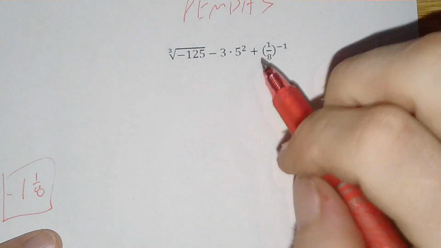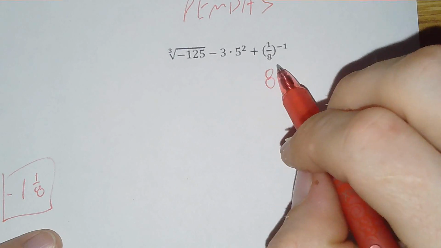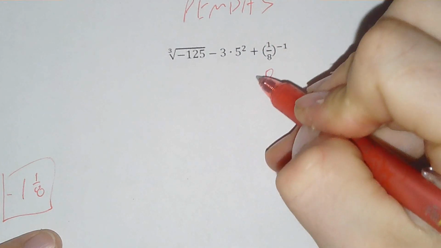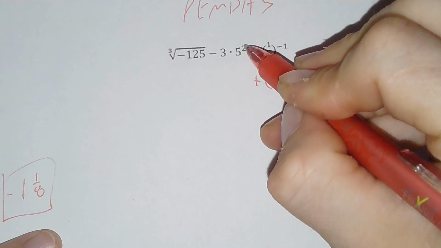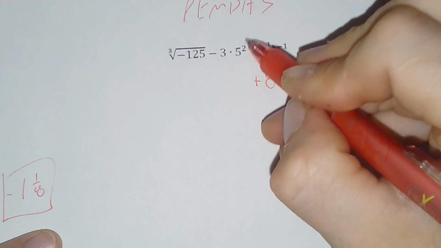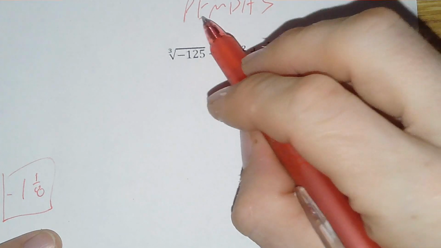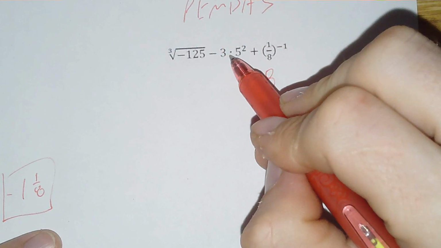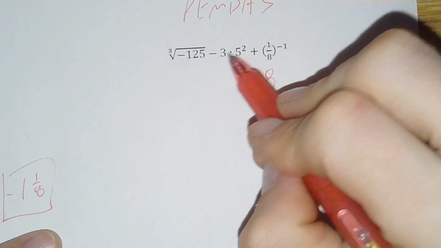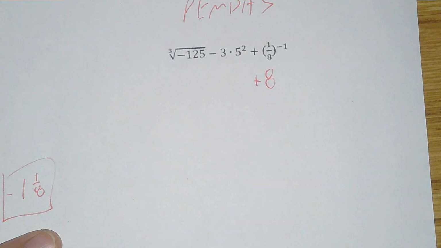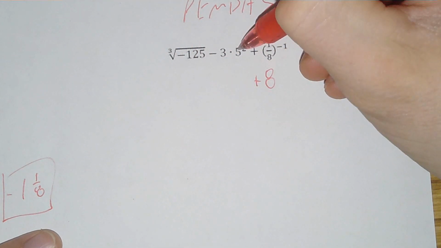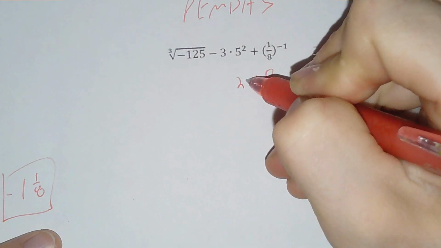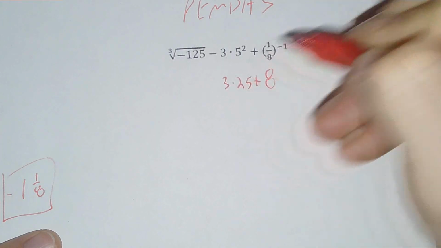But that's all by itself. It's separate. This is a term separated by a plus sign, so you can just treat it by itself. This 5 squared is an exponent, which comes before multiplication, so you can treat it by itself. The 3 is going to be multiplied after I square it, so I can go ahead and square that, making it 25 times 3.